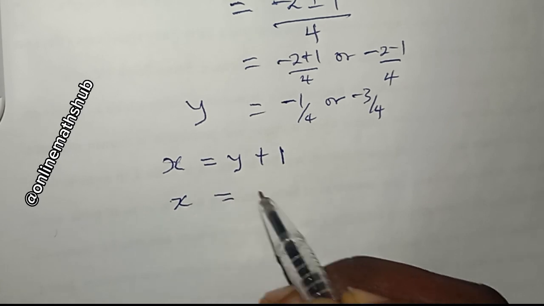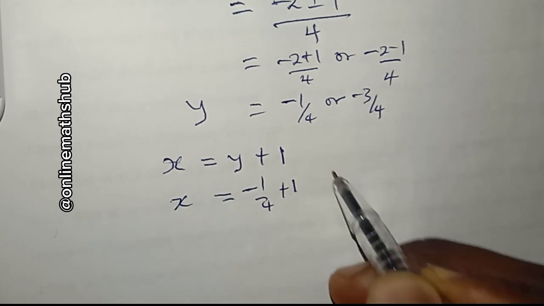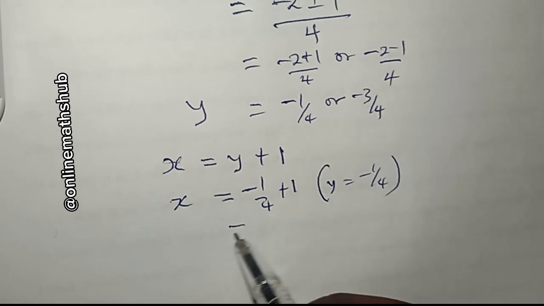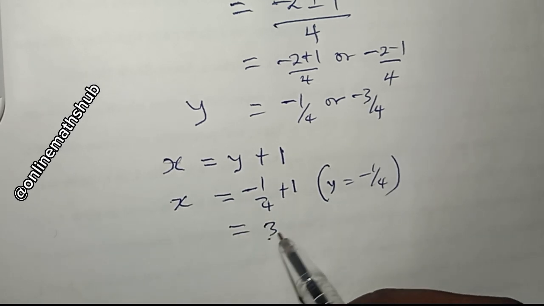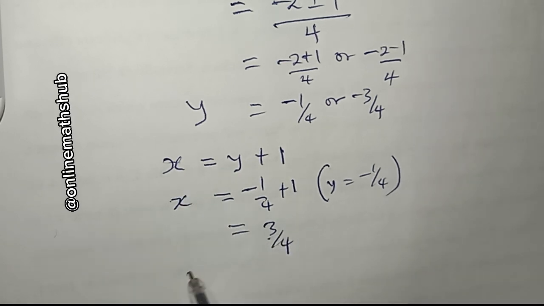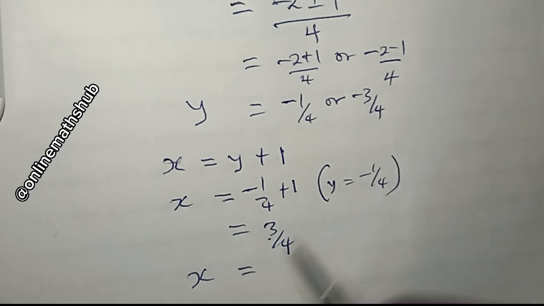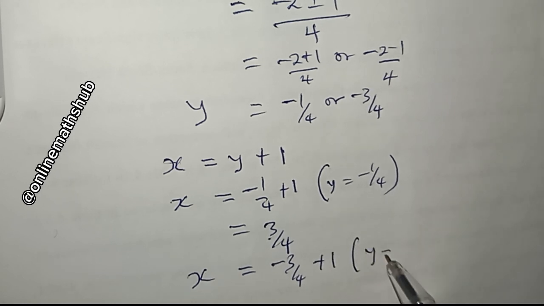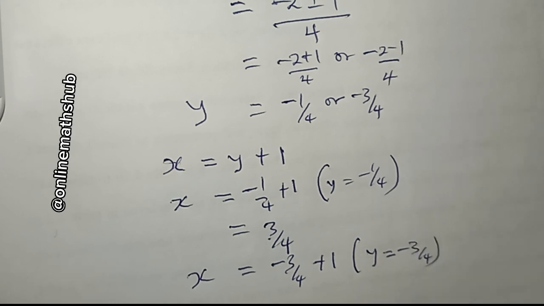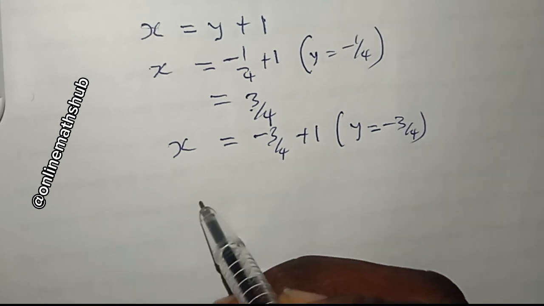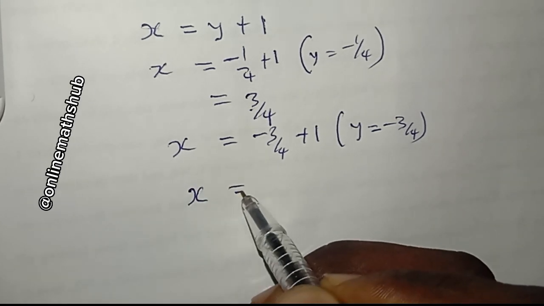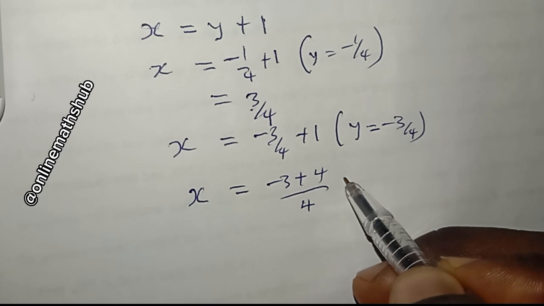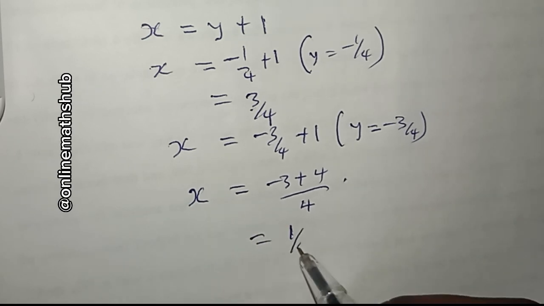Okay, so we're going to be substituting these values of y so that we can actually get our x. So my x is actually going to be minus 1 over 4 plus 1. Of course, this is when my y is equal to minus 1 over 4. Okay, and of course, this is actually going to give me 3 over 4. Okay, and then for when y is equal to minus 3 over 4, I have this is minus 3 over 4 plus 1. And when you solve that, what you're going to be having is that your x is now equal to minus 3 plus 4 divided by 4, which obviously is equal to 1 over 4.